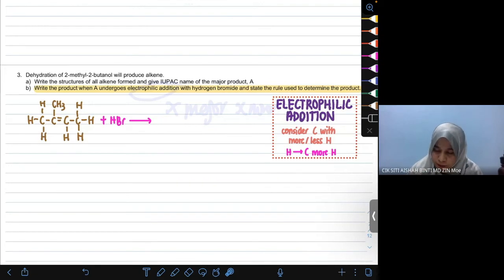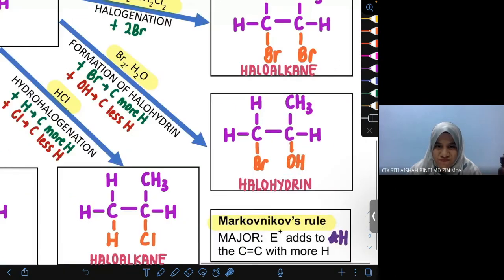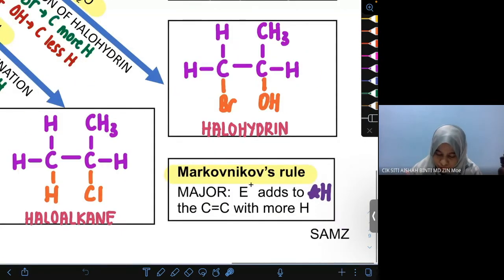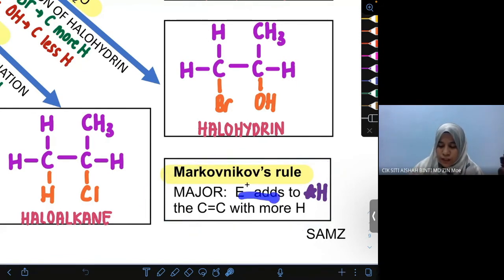Kita tengok balik mind map kita. For the electrophilic addition, actually it will follow here. Markovnikov rule. Markovnikov rule mentioned that the electrophile will add to the carbon-carbon with more hydrogen. So when it adds to the carbon with more hydrogen, sebenarnya nak senang, most of our example, especially kalau we add two different atoms, mostly ada hydrogen lah. That's why it will be easier for you to remember. Hydrogen mesti suka dekat carbon yang banyak hydrogen. Dia nak cari partner dia, nak cari gang dia.